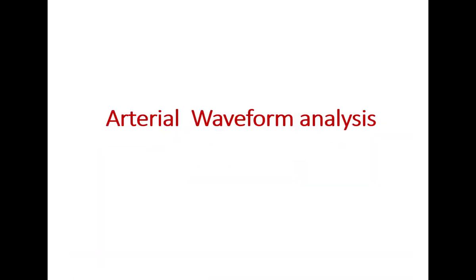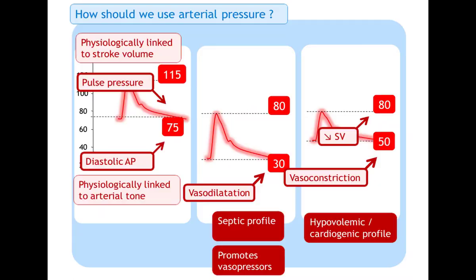So arterial waveform analysis, and a lot has been already spoken about it. We know basically that it is physiologically linked to stroke volume. And by just seeing the curve, we can actually make out a lot of things. So if there is vasodilatation, what do we expect? We expect the diastolic element to be low, right? So if you have a widened pulse pressure, probably it's a vasodilated state, probably a septic state.